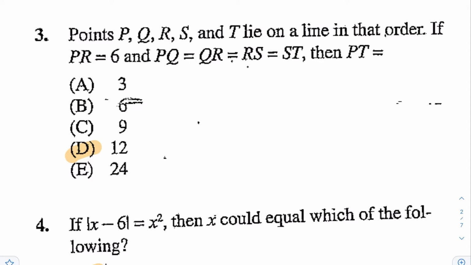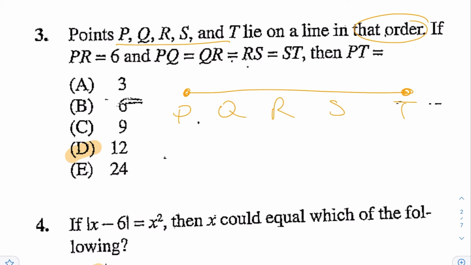For question number 3, points P, Q, R, S, and T lie on a line in that order. If PR is equal to 6 and PQ is equal to QR is equal to RS is equal to ST, then PT is equal to. So here, because you know that these 5 points lie on the same line and in that specific order, you can just start by drawing a line and just start labeling. So P, Q, R, S, T. Now it's not drawn to scale. Now PR is equal to 6.